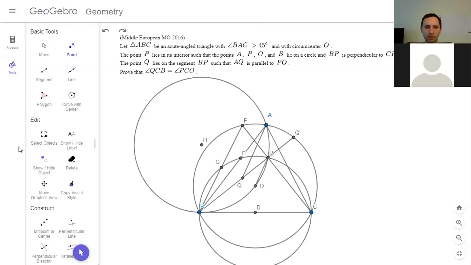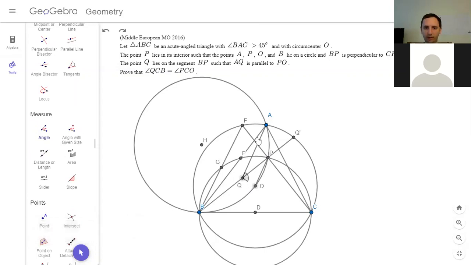Wait, let me check this. Is OQA 90? No. Actually, we know that angle AQ prime is 90. How do we know that? Because AP equals PQ equals PQ prime. But then we'd have to show Q prime lies on the circle. But if we define Q prime that way as the reflection, then we know it's 90 degrees.